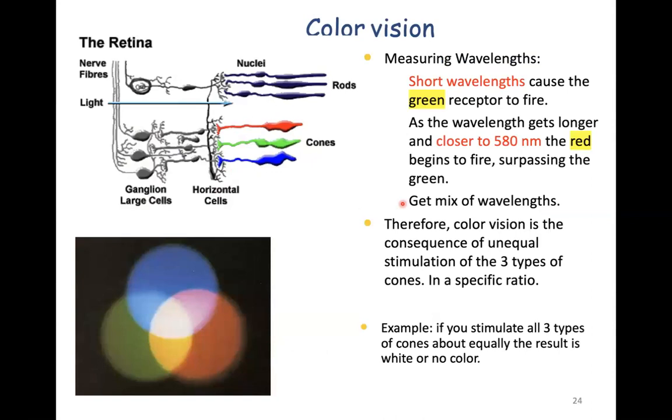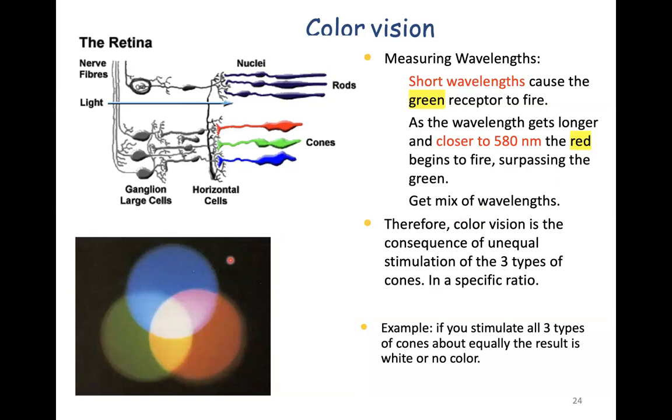Okay, now for measuring wavelengths. We mentioned this on one of the very first slides, but essentially shorter wavelengths cause the green receptors to fire because green light has a shorter wavelength, something like, I think it's around 450 maybe. And as you get closer to 580 or even more like 600 and 650, that is when red light starts reaching the eye, and that's when the red receptors start to fire. So essentially you have a mix of wavelengths. This mix of wavelengths allows you to detect so many colors. The number of colors that we can detect is nearly infinite. And it all depends on our cones.